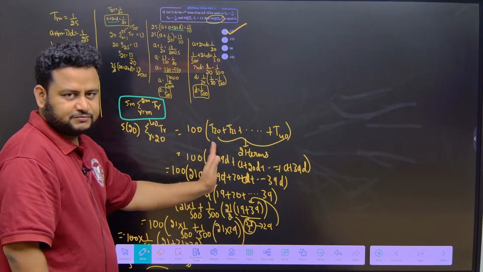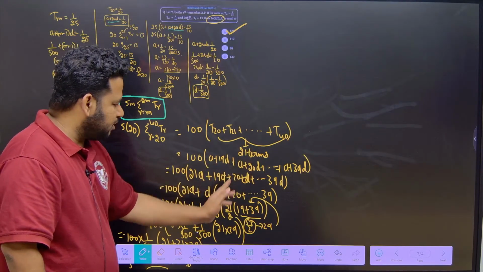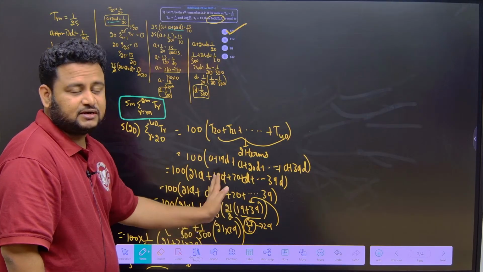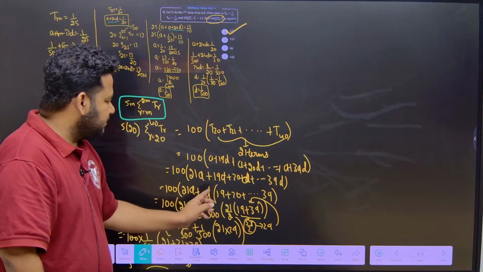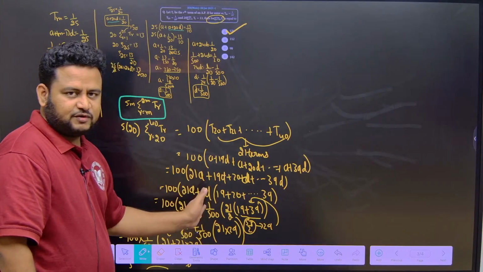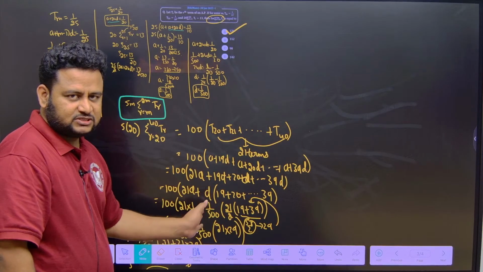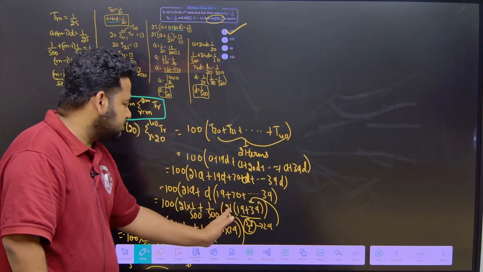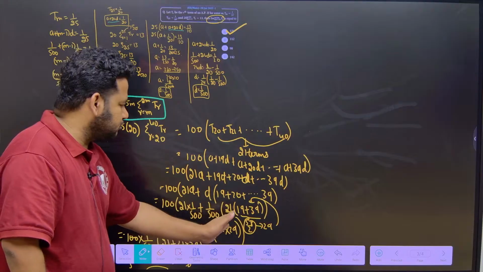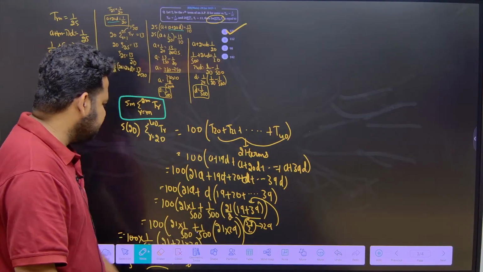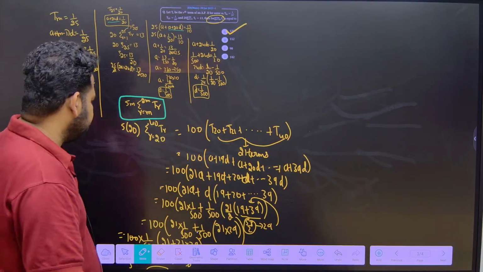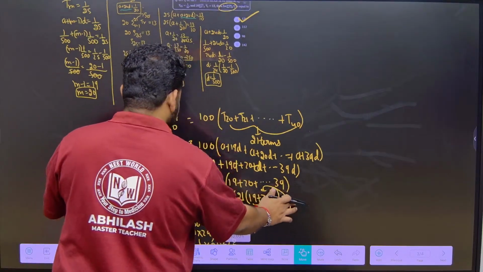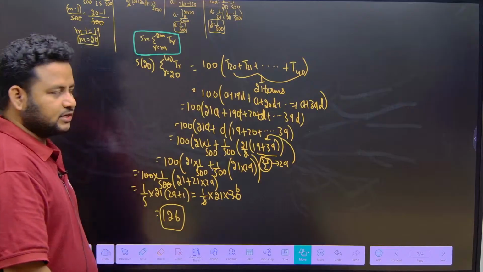So 21 terms means we will get 21A, and I took D common. From 19 up to 39 there are 21 numbers. So the sum of 21 terms starting with 19 and ending with 39: the first term is 19 and the last term is 39, so that is n by 2, 21 by 2 into A plus L. On further simplification we will get the value as 126. That is what we did here.